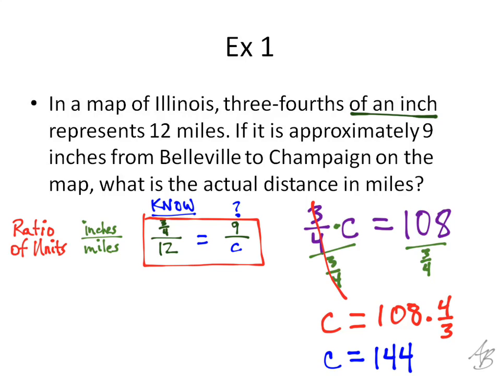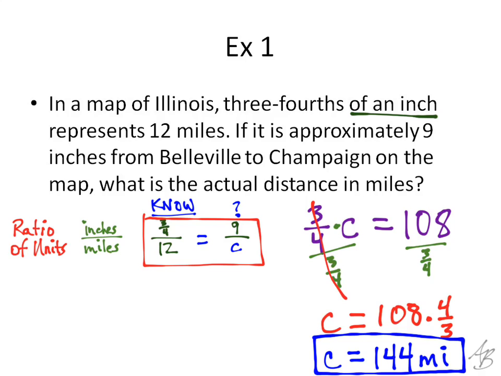One more really important part of this problem. That 144 is answering a question, and we need to be sure that we answer the question correctly. So is our answer here 144 inches, or is it 144 miles? 144 miles. Okay, so the full answer to the question, if you were going to say this in a full sentence, how would you answer that question? The question says, what is the actual distance in miles to Champaign? How would you answer that? So it is 144 miles from Belleville to Champaign.